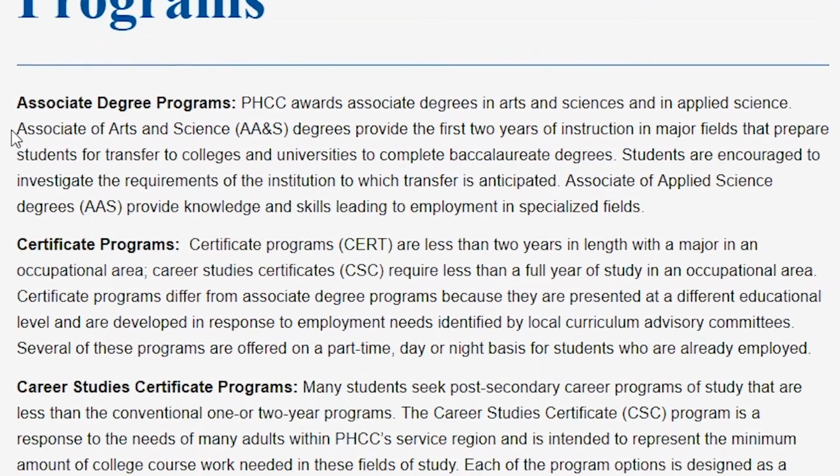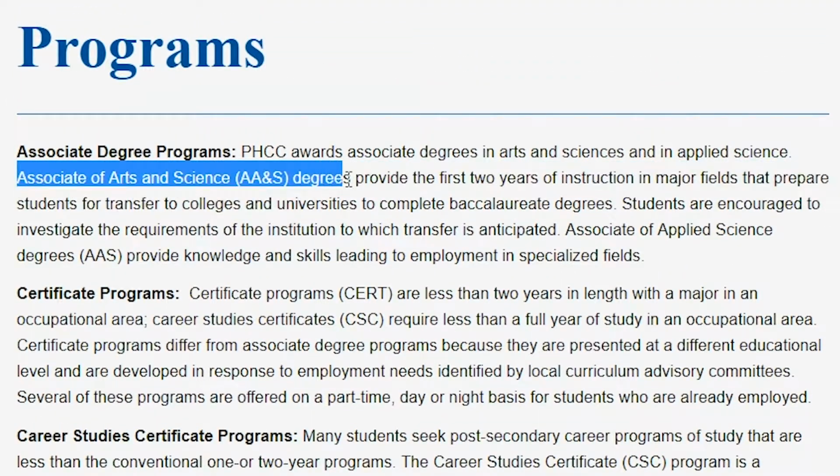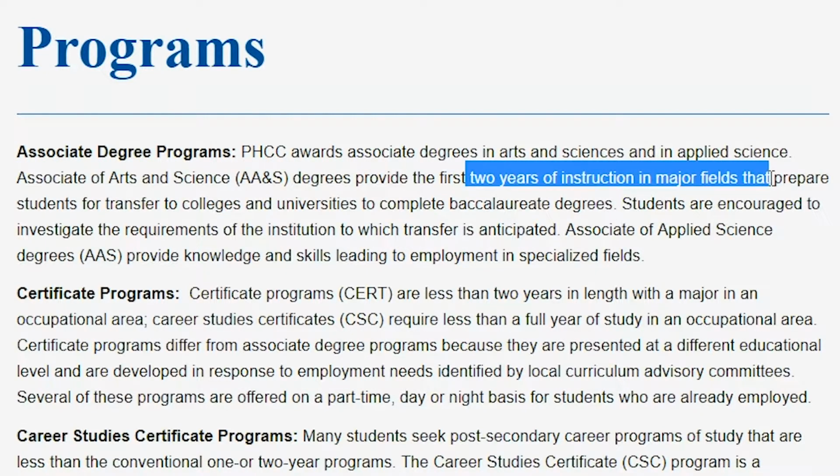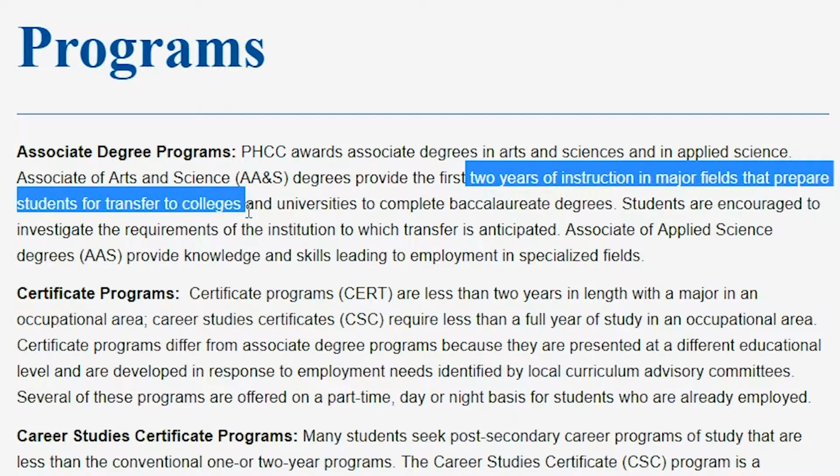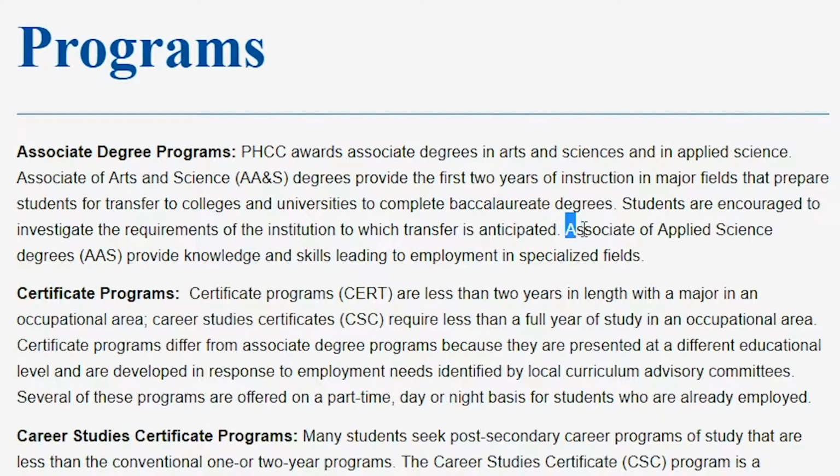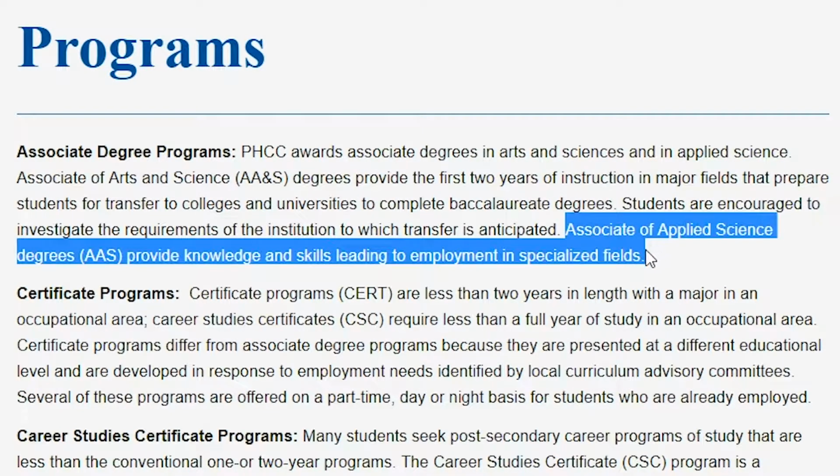The first being an Associate of Arts and Science degree, which provides the first 2 years of instruction in major fields that prepare a student for transfer. The second option is an Associate of Applied Science degree, which provides knowledge and skills leading to employment in a specialized field. So the major difference between these two separate 2-year degrees, the Associate of Arts and Science and the Associate of Applied Science, is what a student looks to do upon graduation.